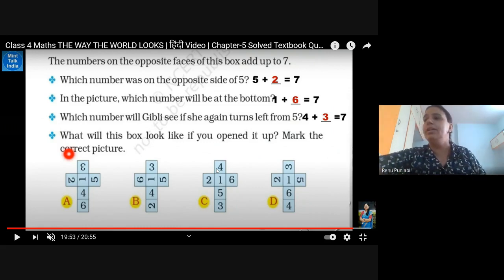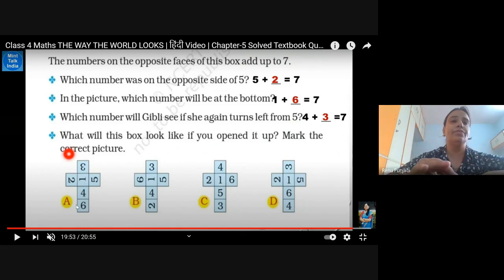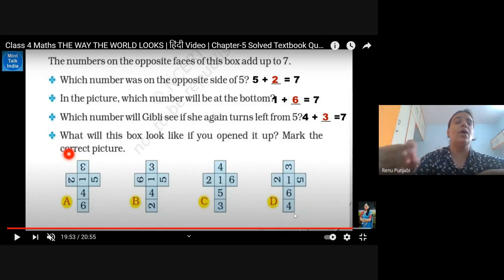See, children, there is a net of a cube. This is a net, first A, B, C, D. Different nets of a cube are given. We need to check which net is correct. Now, how will you check which net is correct? You know that the sum of opposite sides in the cube should be 7. But here, how will you find which is the opposite side of which number? So I give you a hint: here the alternate numbers are the opposite of each other.